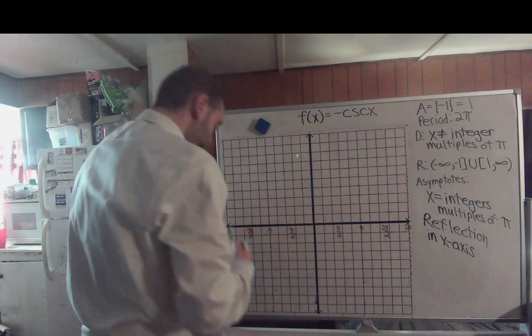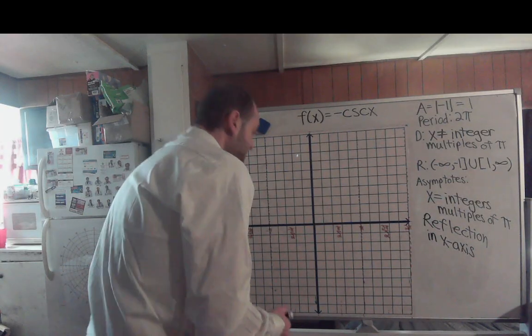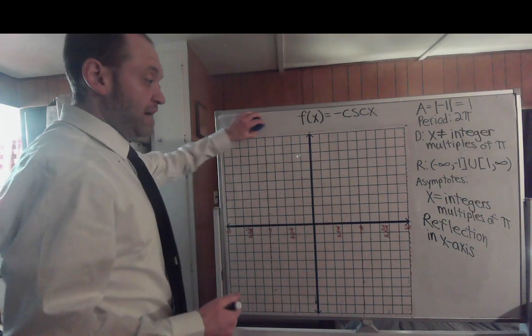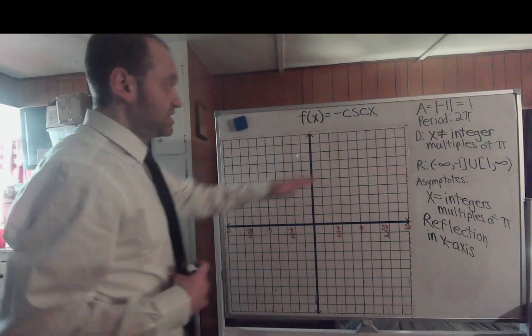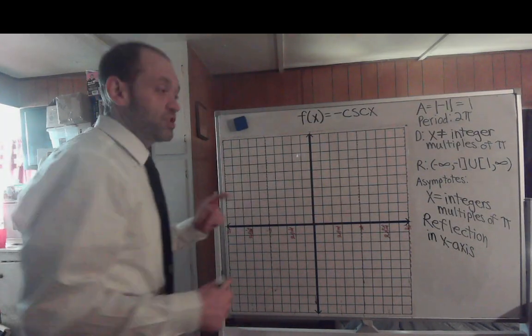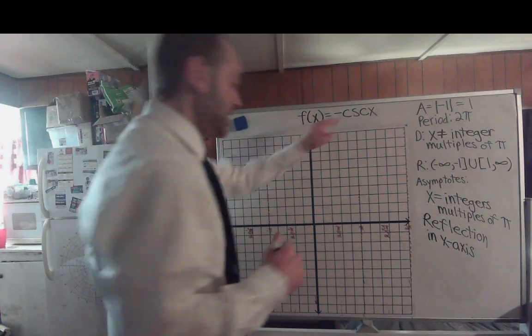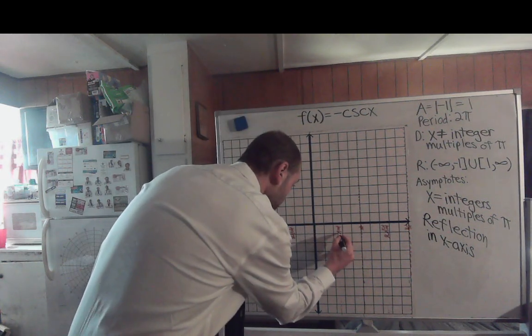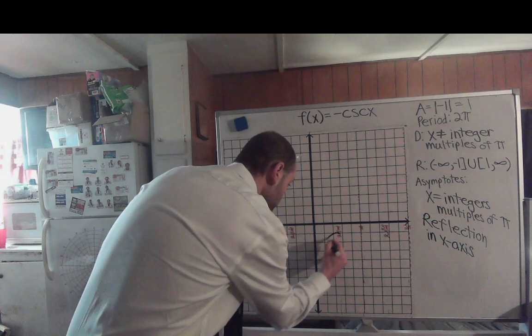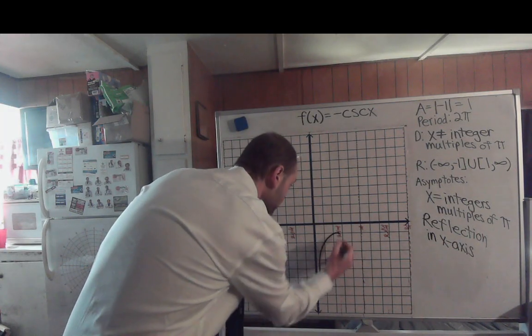Alright, having said that, why don't we go ahead and graph this? So we know at 0 it's undefined. At pi over 2, the normal cosecant is 1, but with that negative sign it actually makes it negative 1. So it's going to come down like this.